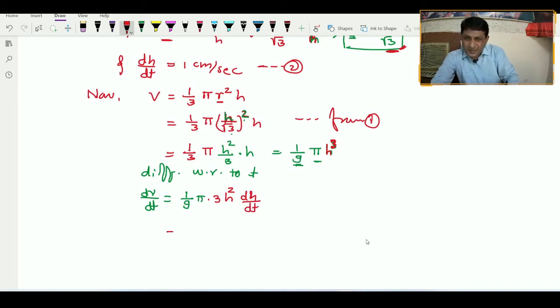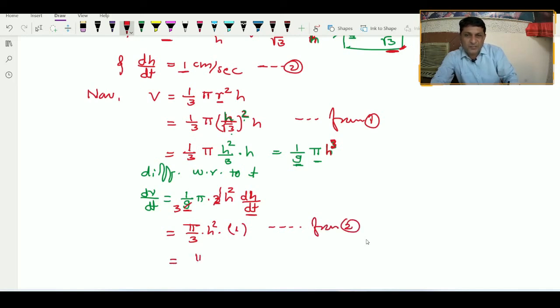Now we are simplifying it. Here 3 3s are 9. So here we will get pi by 3. 3 1s are and 3 3s are. So remaining term is what? h square. And dh by dt from equation number second will be equals to 1. So replace dh by dt by 1 from equation number second. So what result we have got here? Pi by 3 into h square.